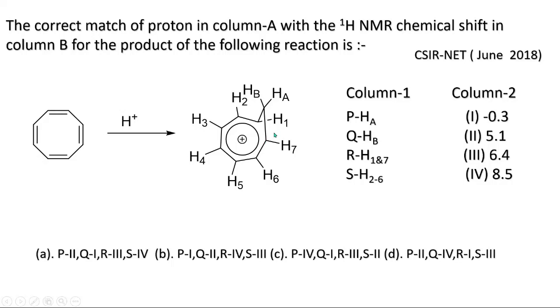So if you match column 1 and column 2, option A will be the correct answer. For P, HA, that will be 5.1. For Q, HB, that will be the highest negative value, that is minus 0.3. And for R, you can see 6.4, R means 1 and 7. And for 2, 3, 4, 5, 6, S, that will be 8.5. So option A will be the correct answer.